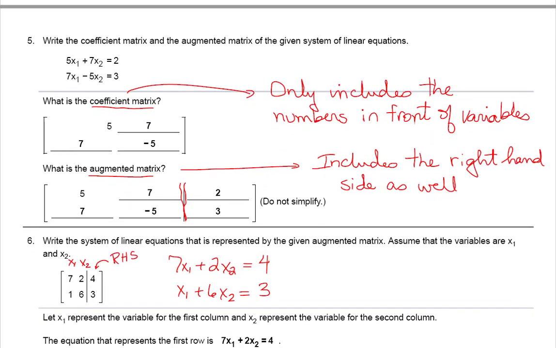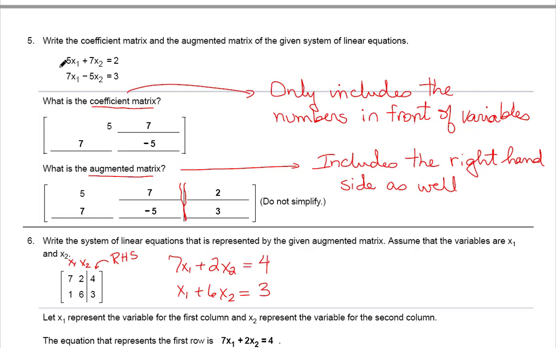All right, in question 5, they want us to write down the coefficient matrix. Well, the coefficient matrix is, I simply grab the coefficients sitting in the front here in this 2 equation, 2 unknown problem. And so 5, 7, 7, minus 5. So the sign would go with it.